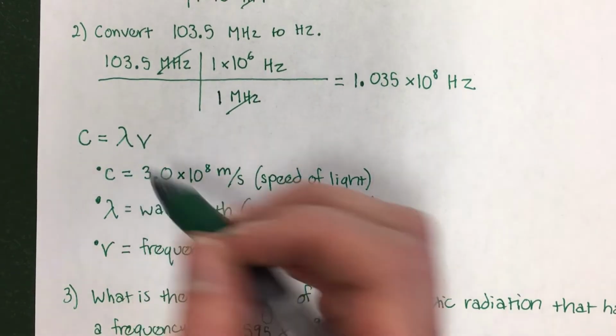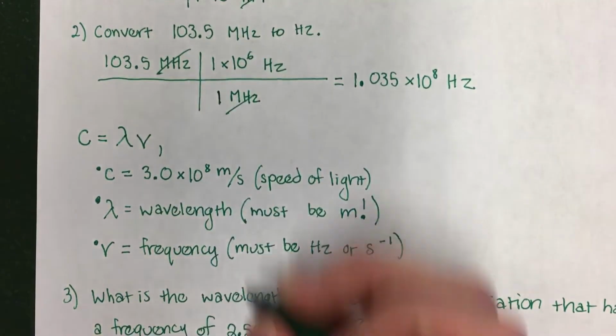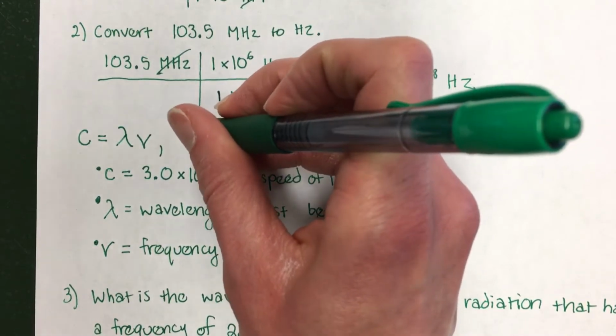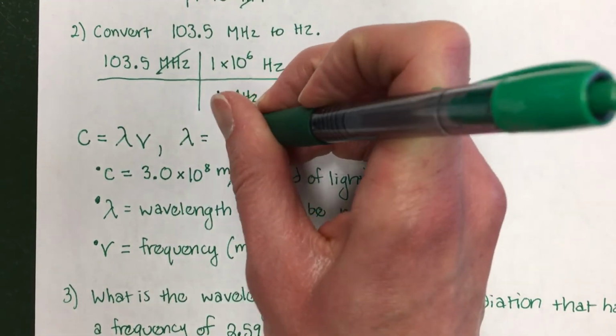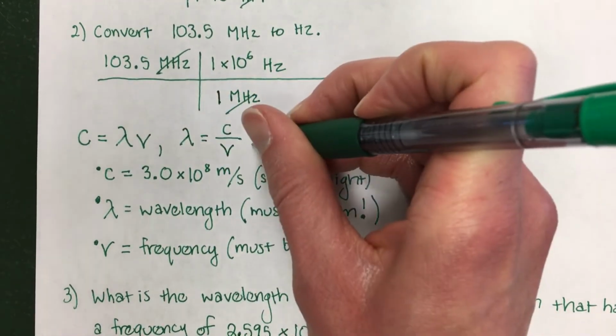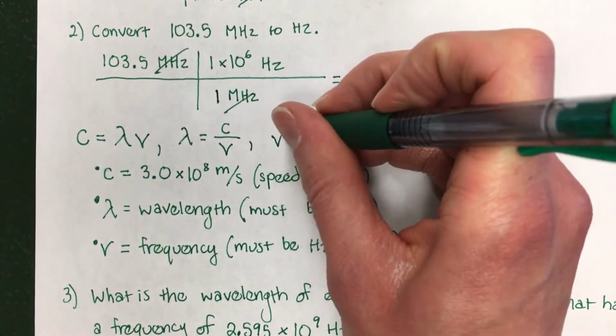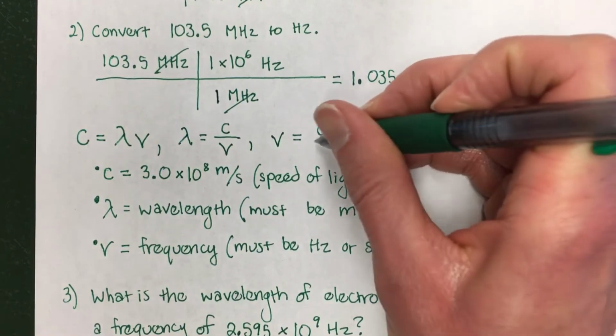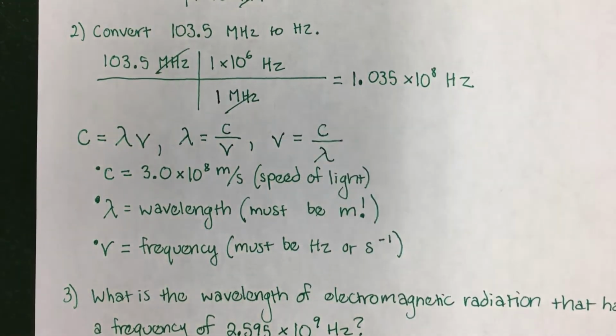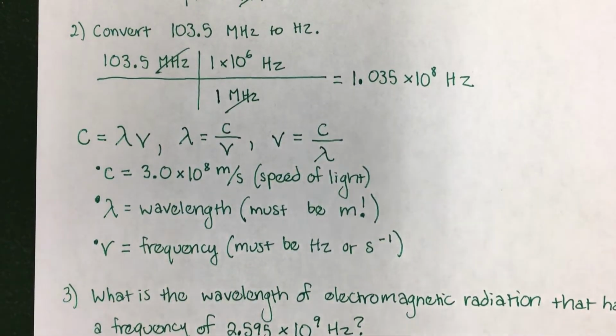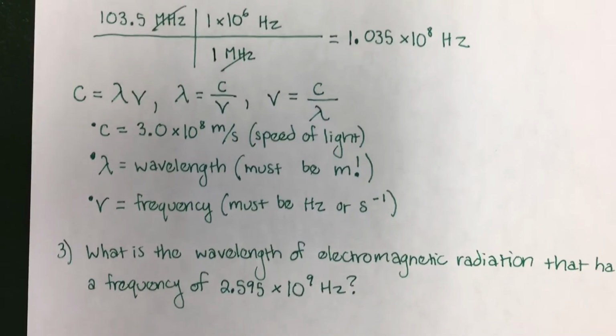So we can actually rearrange this equation. If we want to solve for wavelength, wavelength is going to be equal to C divided by the frequency. Or if we're trying to solve for frequency, the frequency is going to be equal to C divided by the wavelength. Okay, now this may look a little bit intimidating or confusing. We're going to do just 2 examples, and then hopefully it will make a little more sense what we're doing here.